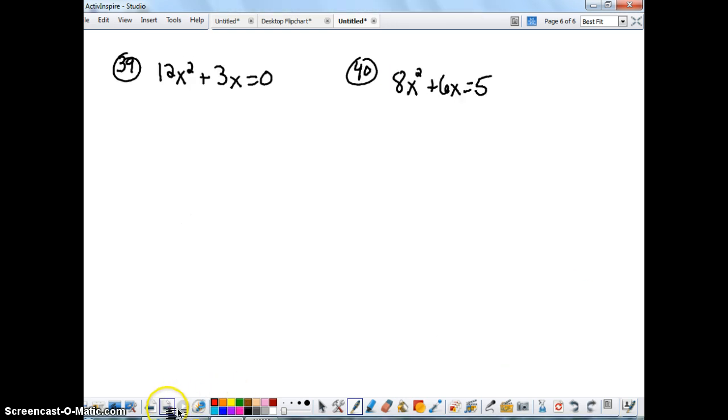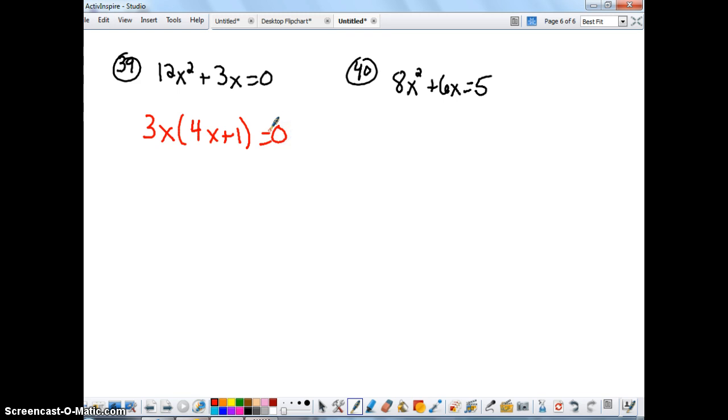Right, the last two, number 39 and 40, very similar. 39, again, remember you're looking for a GCF first. Here there is a GCF. I can pull out a 3x. What I have left is 4x plus 1. Don't forget about that plus 1.